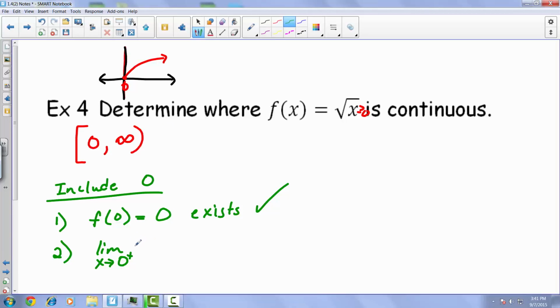And as a result, we have the square root of x. So the limit as x approaches 0 from the right of the square root of x, using direct evaluation, we see that it comes out to be 0. So that does in fact check out. That limit does exist.